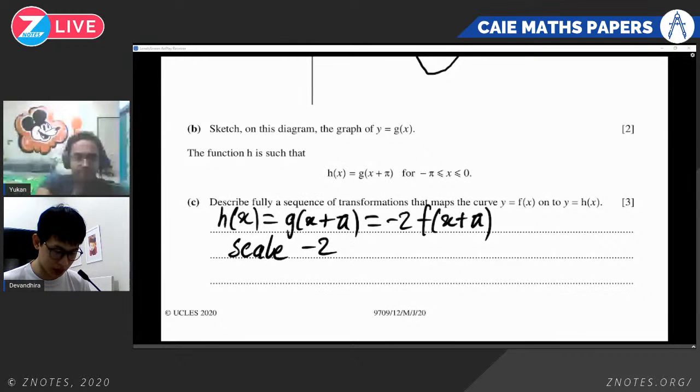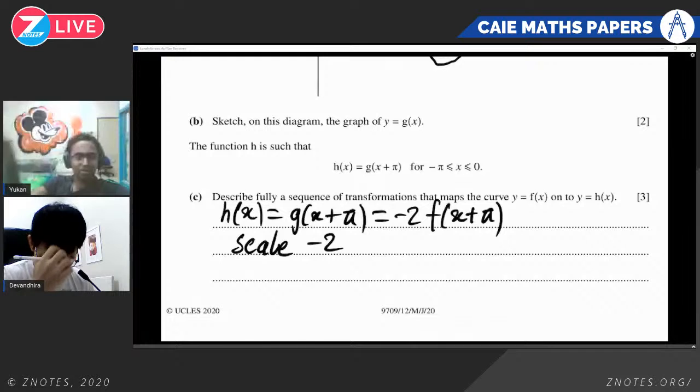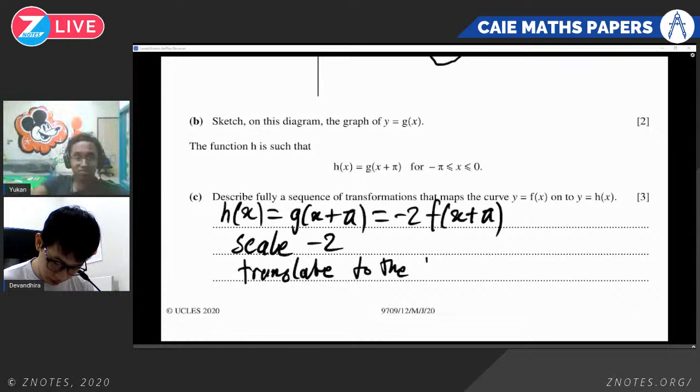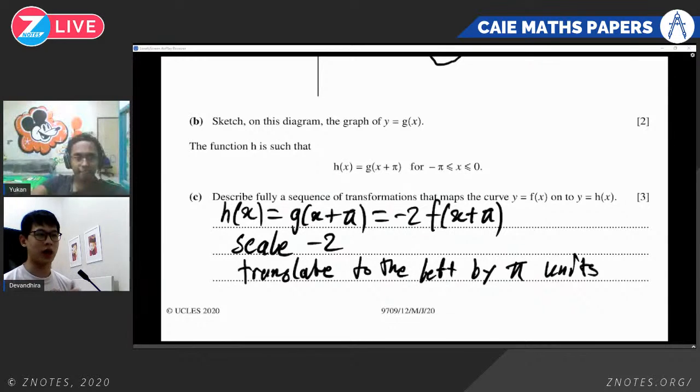And what's next? And then we have to shift the graph backwards, right? Exactly. By quarter phase. So, translate to the left by pi units. Left, well, in the x-axis, left is basically backwards. Backwards is left, right?